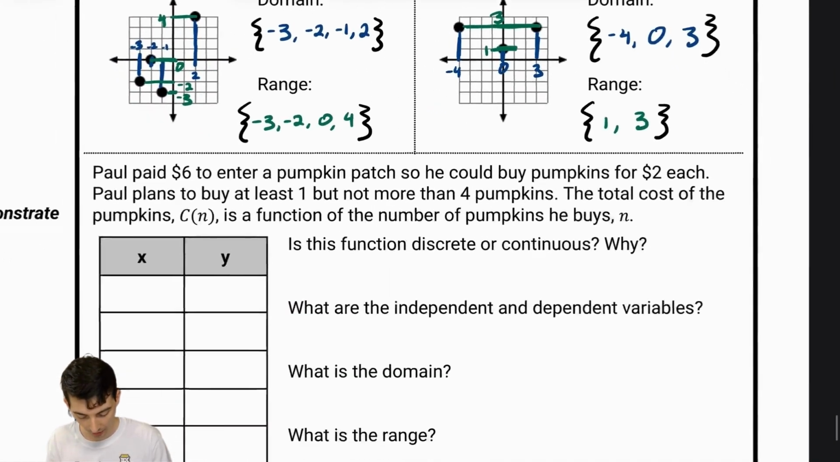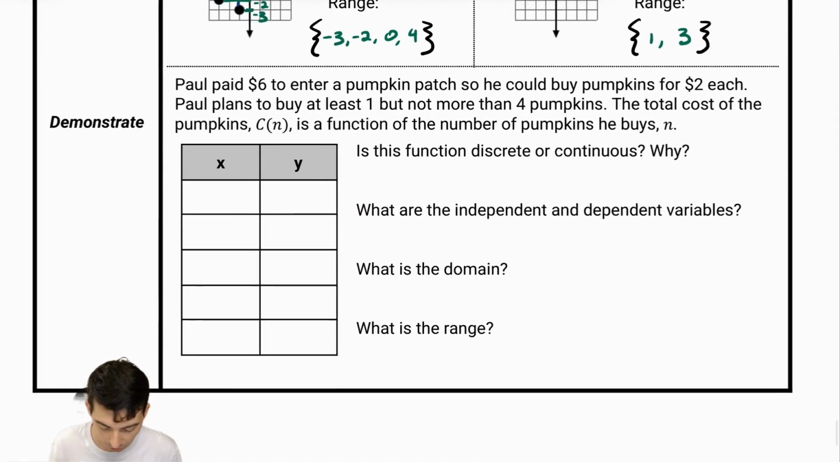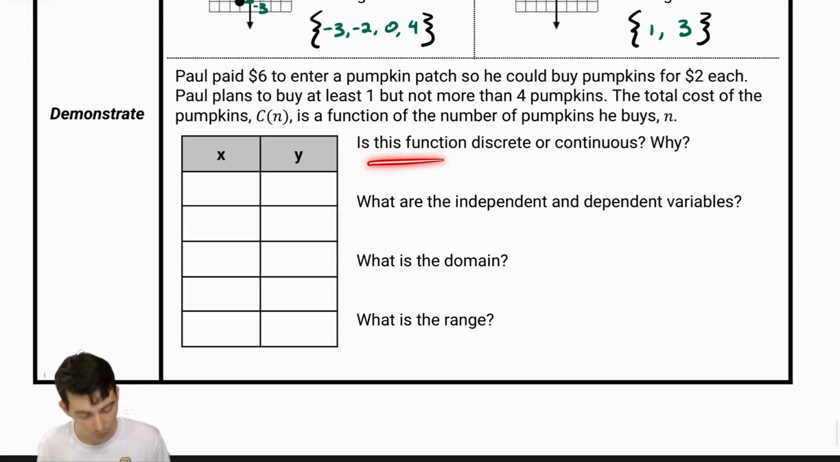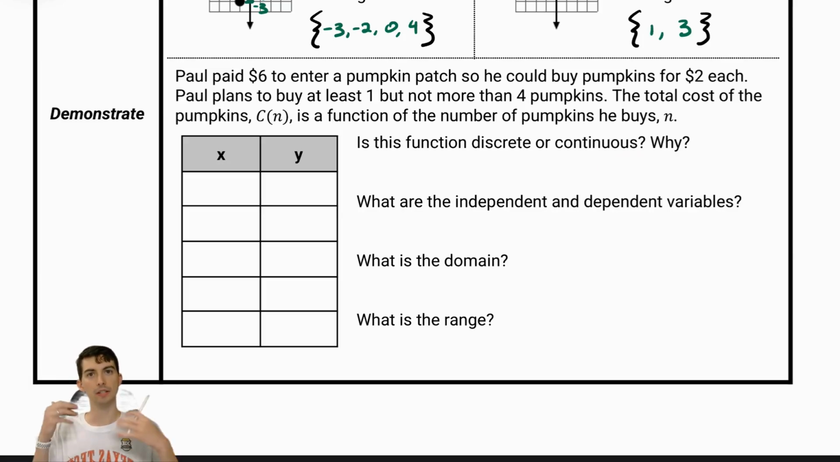So let's look at another real world situation. Paul paid $6 to enter a pumpkin patch so he could buy pumpkins for $2 each. He wants to buy at least one pumpkin, but not more than 4. And so we're making a function based on how much all of his pumpkins cost. So we want to know first, is this discrete or continuous? Well, I need to think, could I buy part of a pumpkin? Probably not. That'd probably be a pretty bad deal.